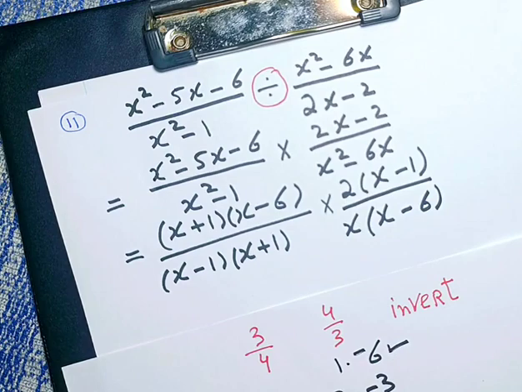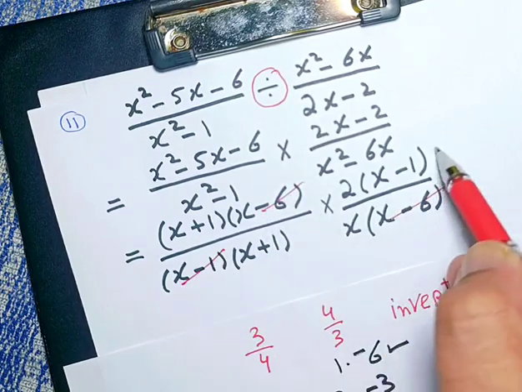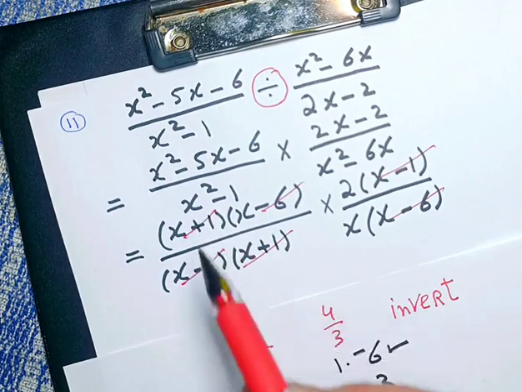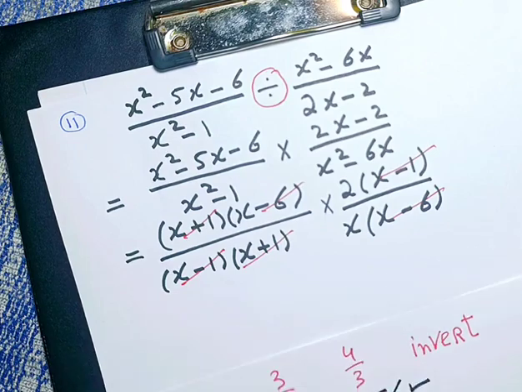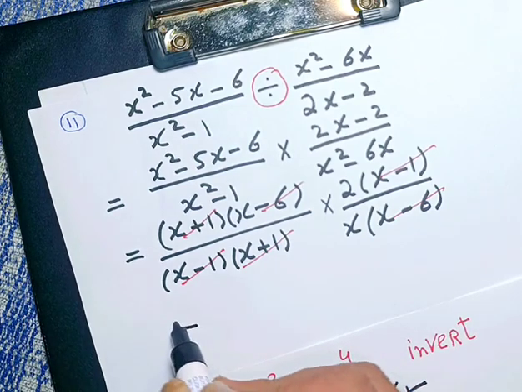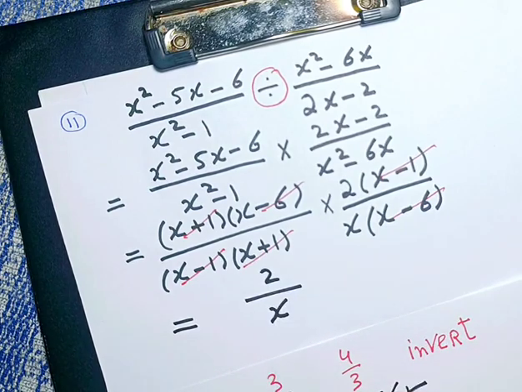Now I can cancel out identical brackets. So these two are cancelled, and these cancel with this one, and this cancels with this one, and now we got on top 2, at the bottom is x. So now 2 at the top and x at the bottom, 2 over x. This is my final answer.